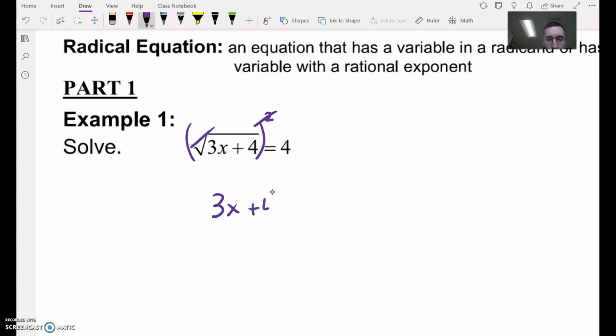with 3x plus 4. But we have to balance our equation, and if you are going to square the entire left side of your equal sign, you have to square the right side of your equal sign as well. And now we can solve. It's kind of nice.